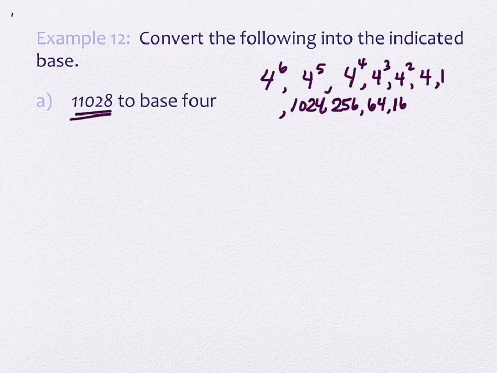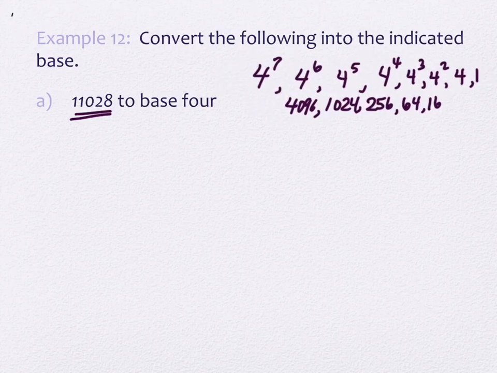So 4 to the 6th is what? 4096, which is getting really close. And how about 4 to the 7th? It's 16,384, and that is too big. Agreed? Okay, so I don't need this one. I need all the ones before, though.